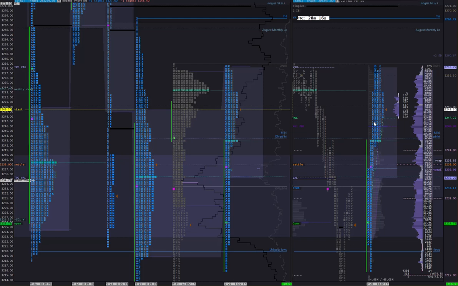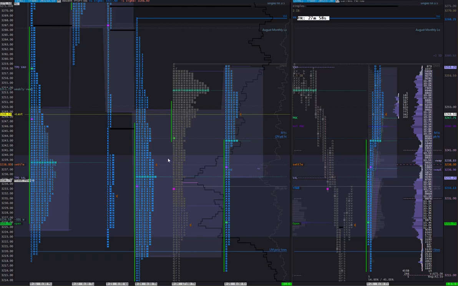And we had a really wide initial balance, so odds are that we will be rotating back to the middle, and it's in line with inside day.